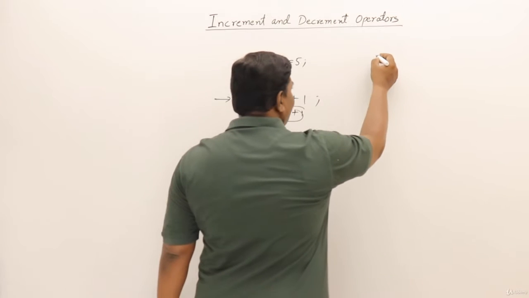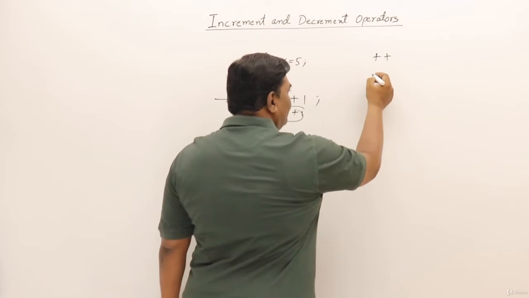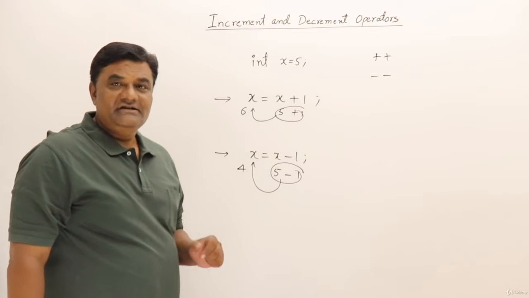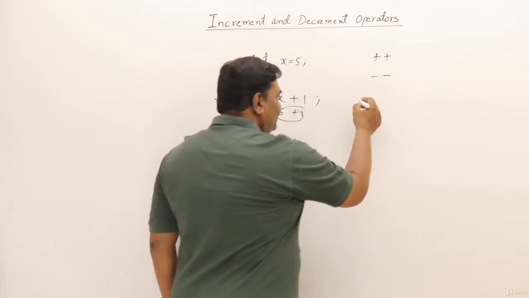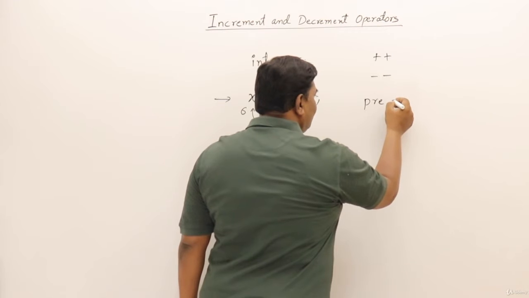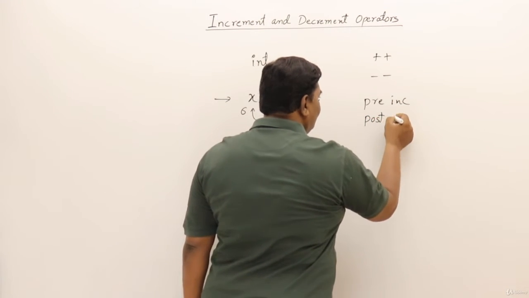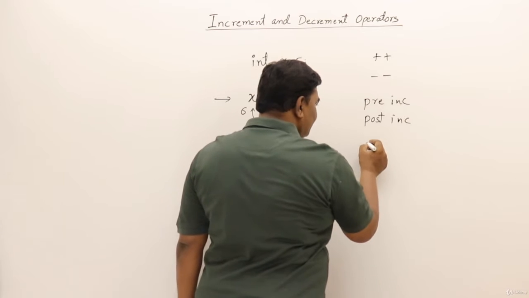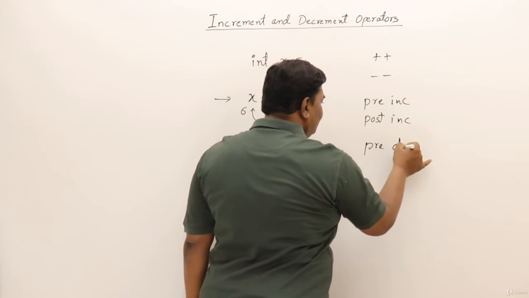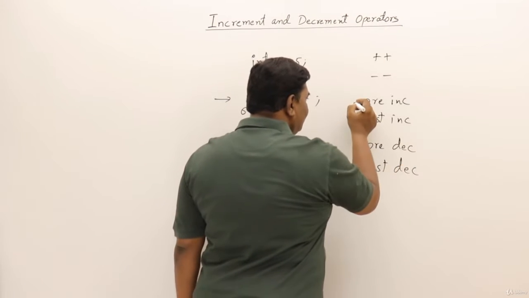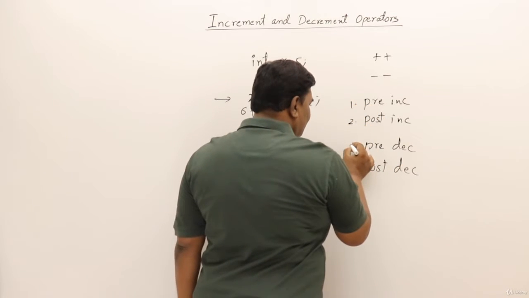So ++ is an increment operator and -- is a decrement operator. But there are two versions of this increment and decrement operator. One is pre-increment operator and next is post-increment operator. Similarly, there is pre-decrement operator and post-decrement operator. Let us see what all these operators are.